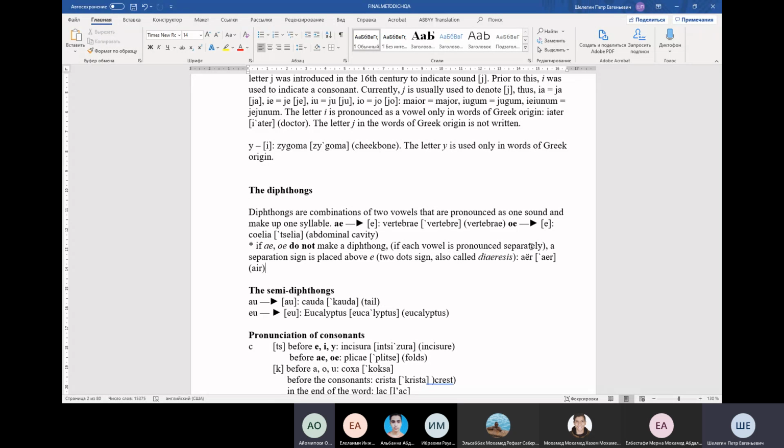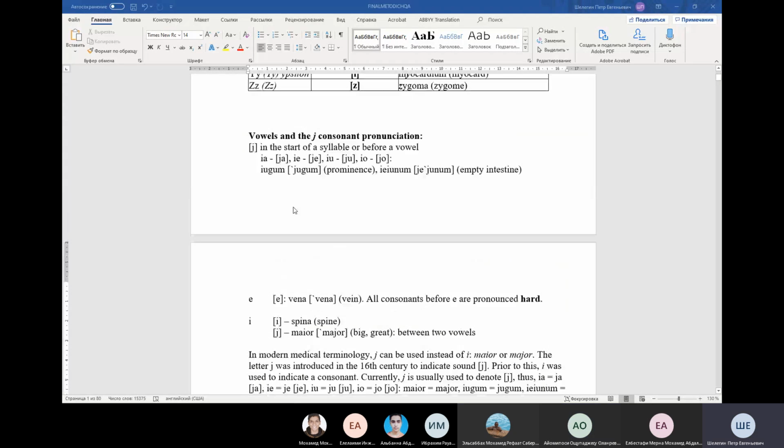Eucalyptus. Correct. This is not the A, but E-U. Eucalyptus. Okay, nice. So the general rules, the vowels and the yot consonant.